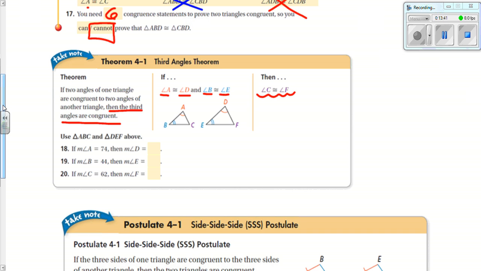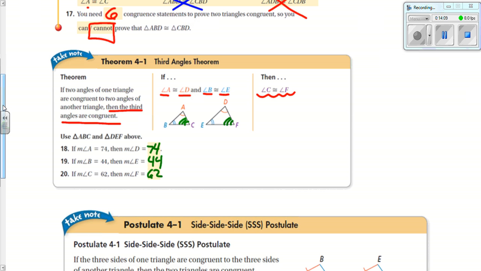So I'm going to go ahead and throw in some numbers. I know that all 3 angles are congruent. So if the measure of angle A is 74, D has to be 74 because they're congruent. If B is 44, then E is 44. And if C is 62, then F is 62. And I could always check and add them up, and they add up to 180.